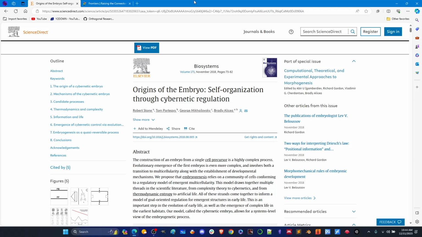So this paper is in Biosystems. It's called Origins of the Embryo, Self-Organization through Cybernetic Regulation. So this is Robert Stone, Tom Portages, George Michalowski, and myself. Tom is a longer-term member of the group who doesn't attend much anymore, but he used to attend all the time early on in our group's history. Rob Stone is a collaborator.